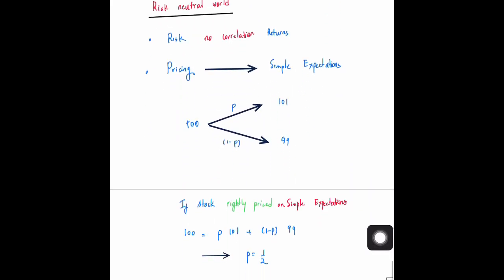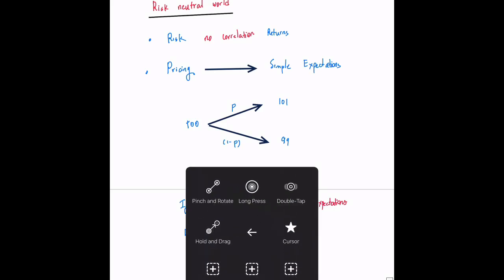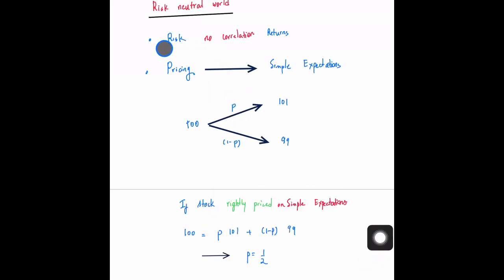In the risk neutral world, the approach towards option pricing is that risk has no correlation towards returns. The pricing that is there is basically simply a value of expectations. It's just simple expectations. Now what does this particular word mean?